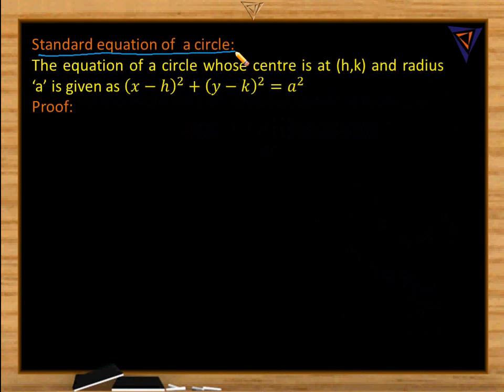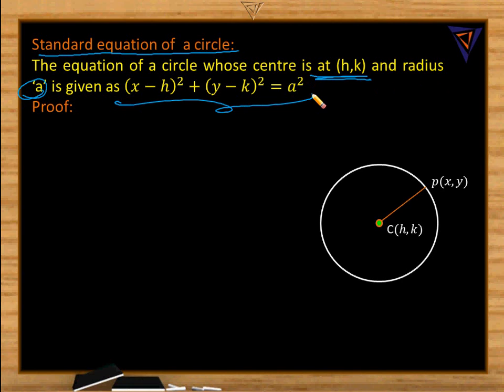So the standard equation of a circle we are defining. The equation of a circle whose center is at h comma k and the radius is equal to small a is given by this equation. Observe this diagram. This is the center of a circle C h comma k, and this is the radius small a.